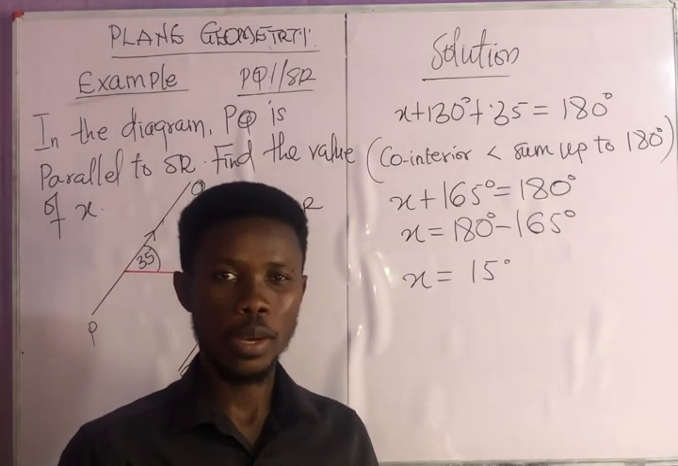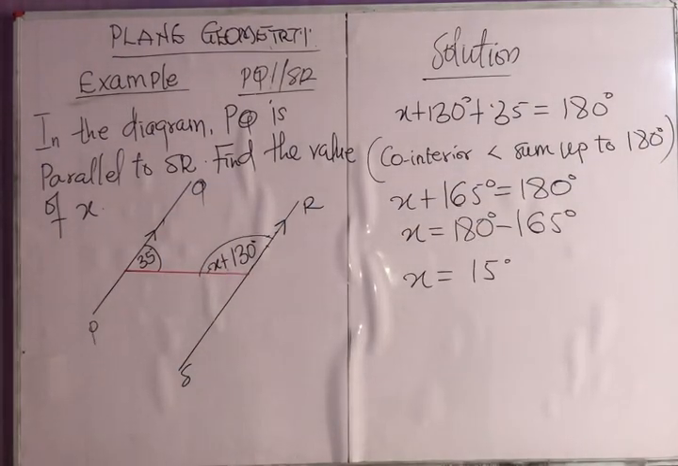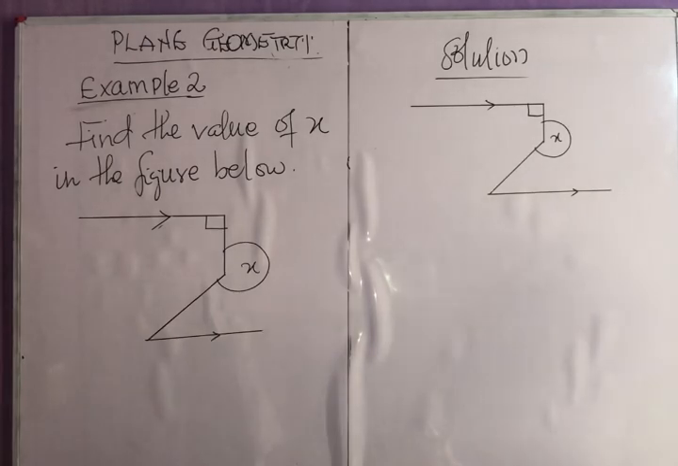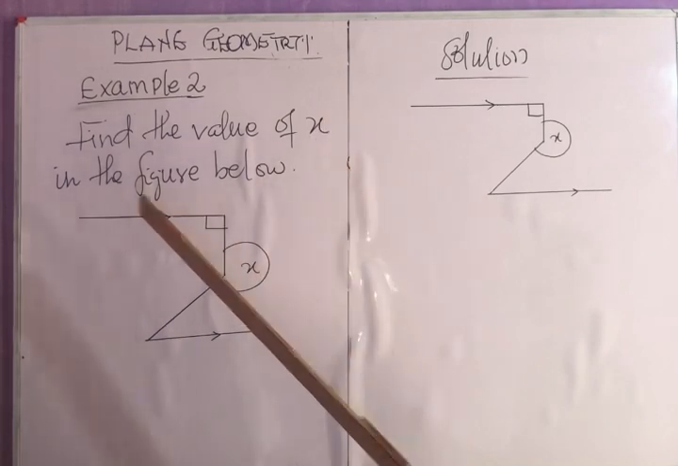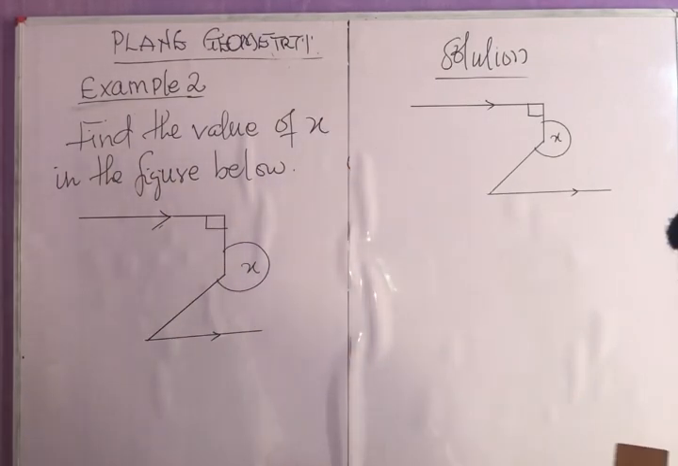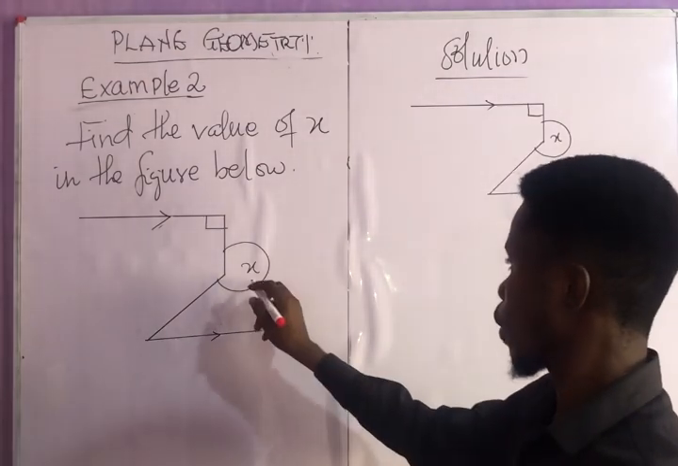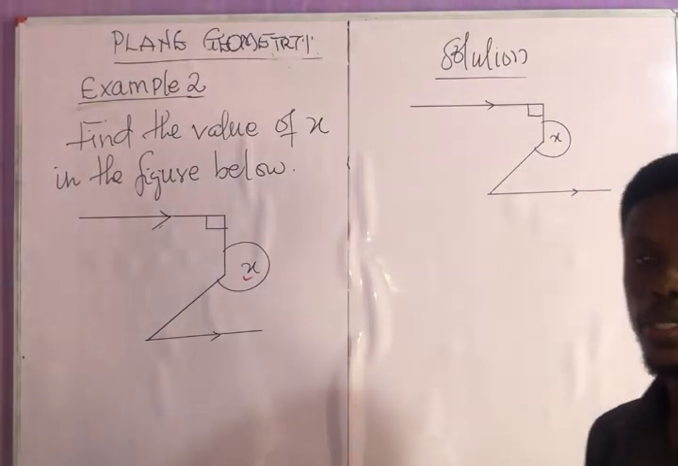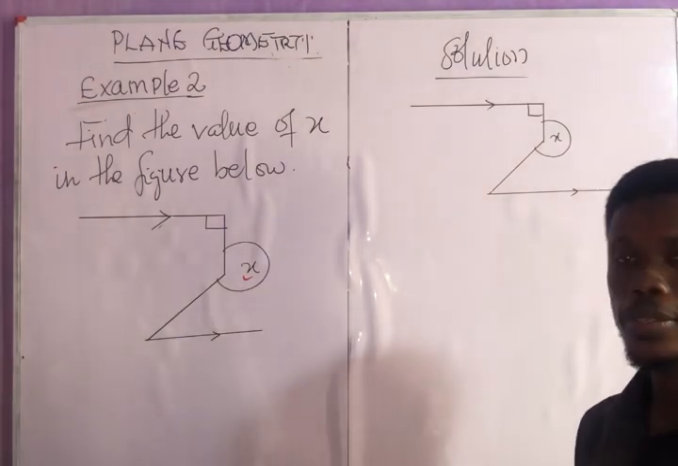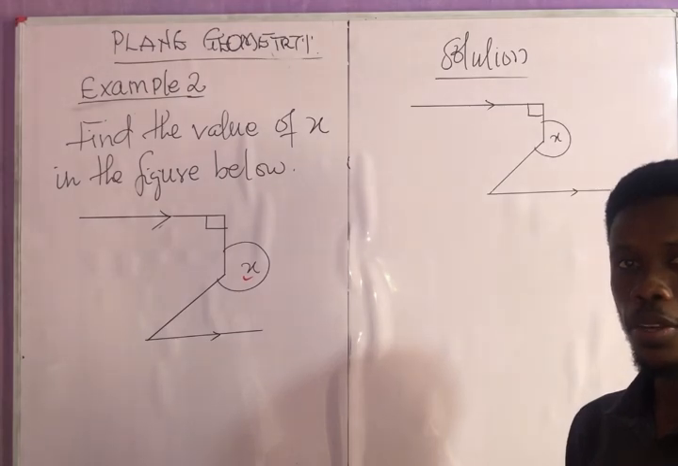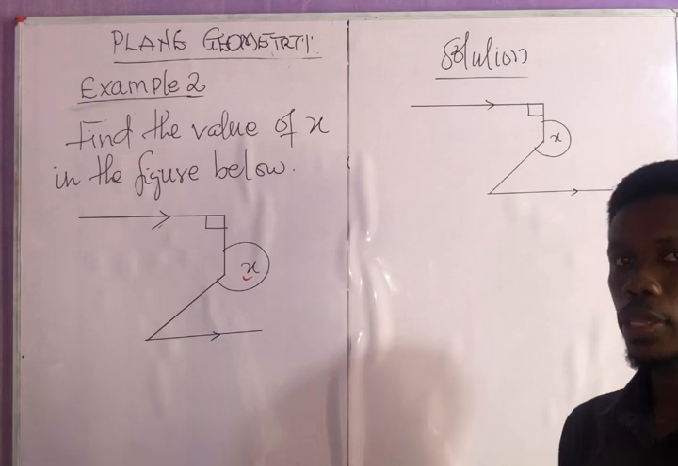Now let's look at example number 2. Find the value of x in the figure below. Where is our figure? This is what we are talking about, x. So we are looking for the value of what? x in this figure. This figure looks like something that you may think will be very difficult to find that value, but it's very simple.